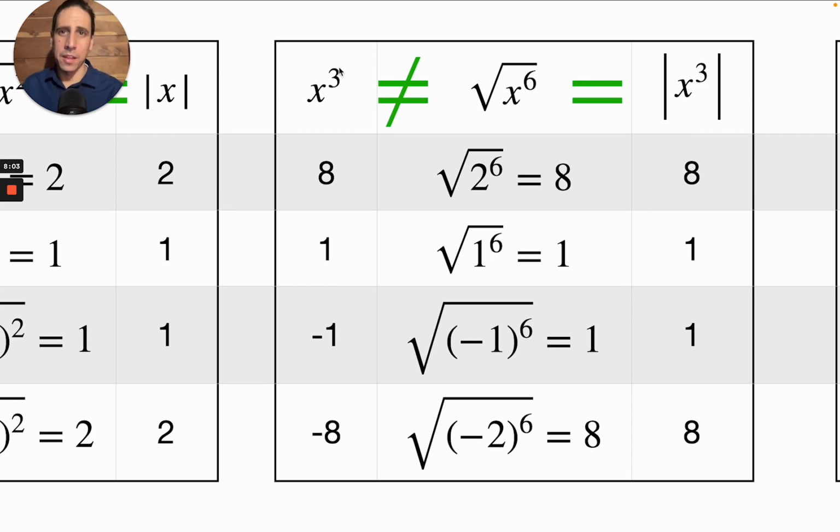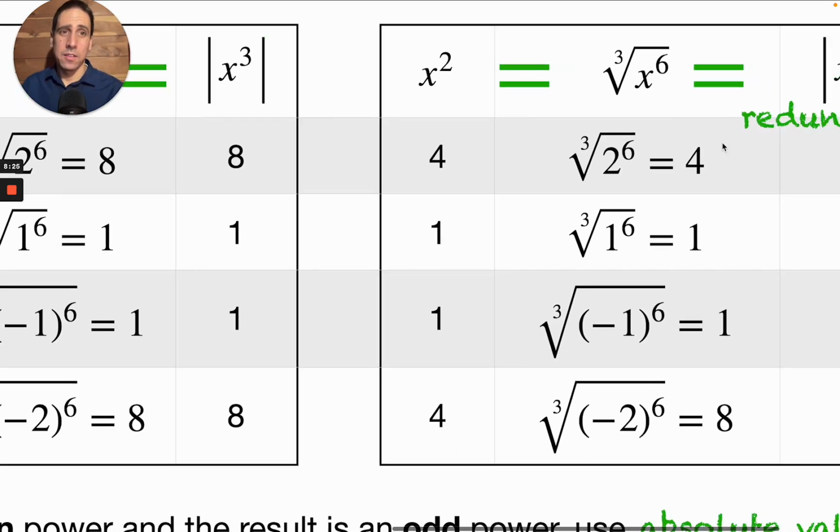Remember, I'm getting this 3 in the cubed because it's x to the 3rd power: the numerator is 6, the denominator is 2, so 6 over 2 is 3. That's how I'm getting the 3. If you wanted to simplify this, you basically can't simplify it down to x cubed. You have to simplify it down to x cubed with the absolute value. Let's take a look over here.